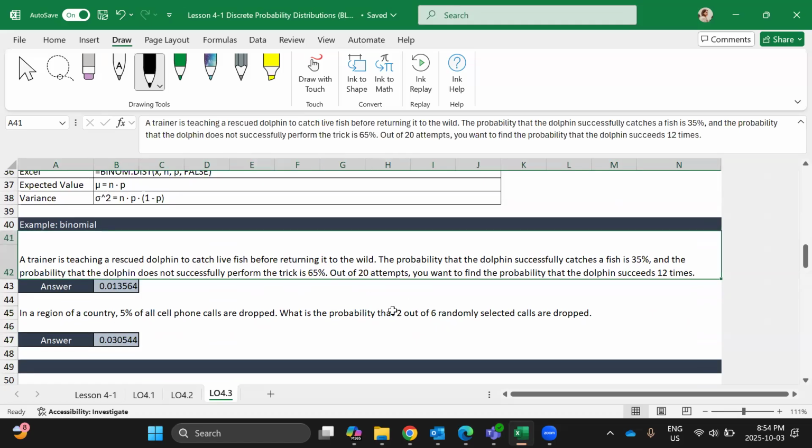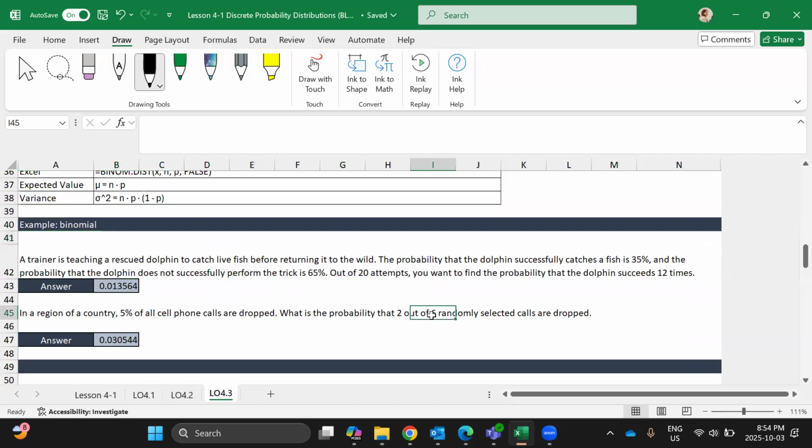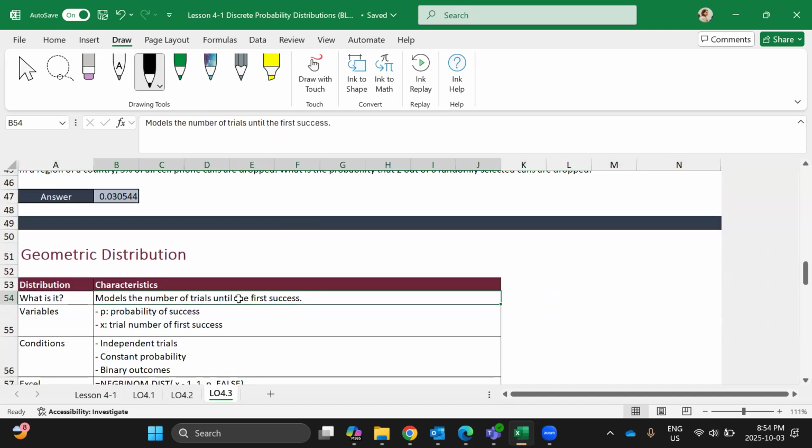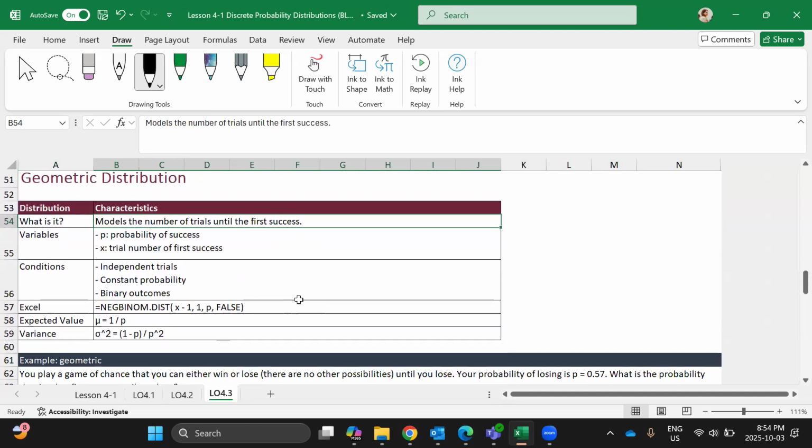For a geometric, instead of specifying the exact number of calls or tricks, you would say that you keep going until something happens. So with the phone calls, you keep making calls until one is dropped. With the dolphin, you'd keep getting it to attempt the trick until they succeed. So that's what's different with the geometric. You don't have a specific number of trials. You keep going until you get a success. A success is what you want to happen.